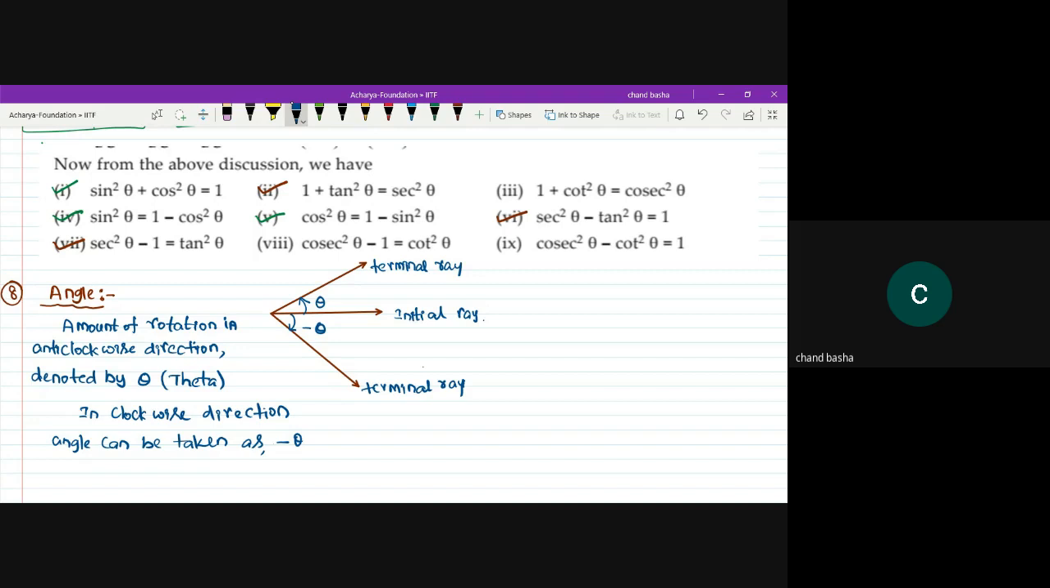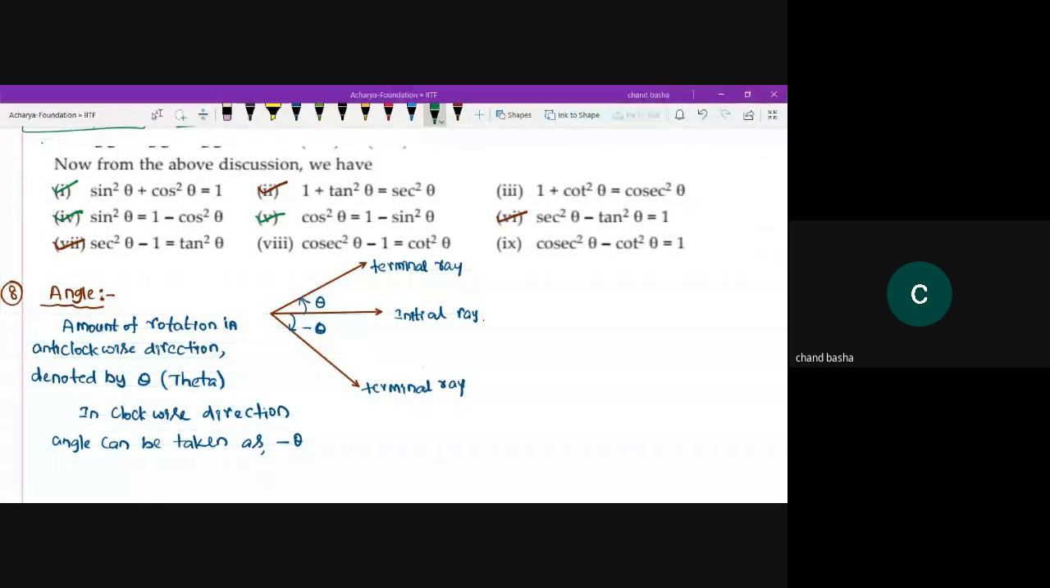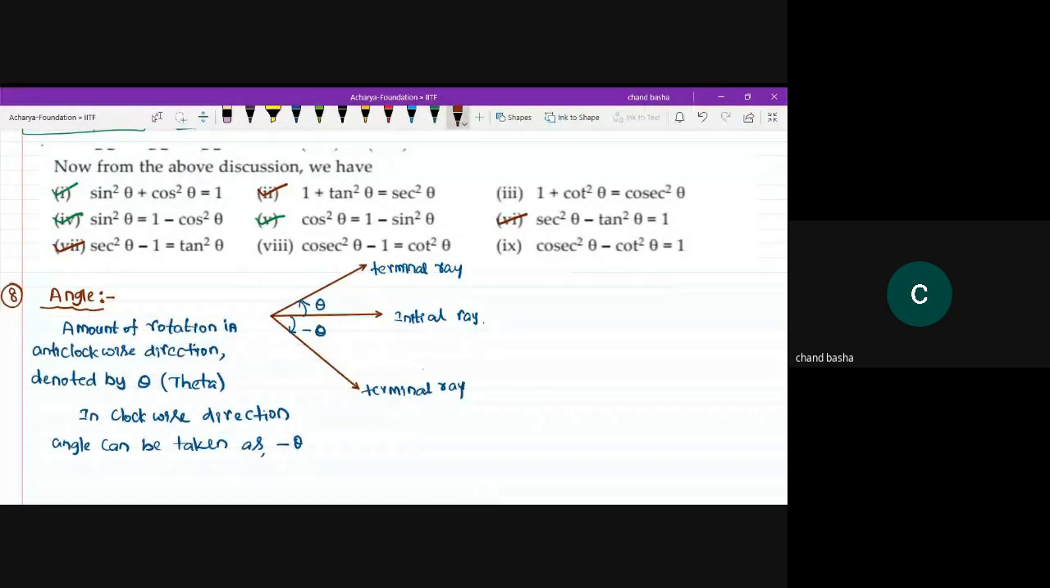Clear? Hope you can understand positive and negative. Suppose we have the coordinate system. Is it clear regarding this angle measurement? The angle can always be measured in anti-clockwise direction. Suppose you are taking in clockwise direction, then the angle can be taken as minus theta.